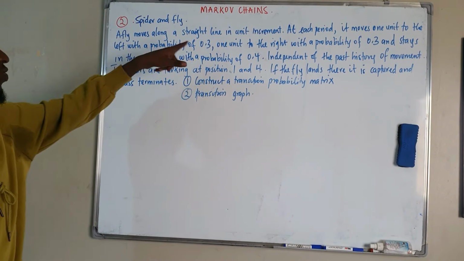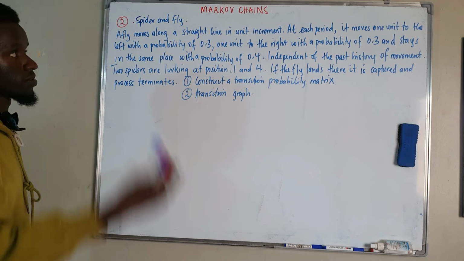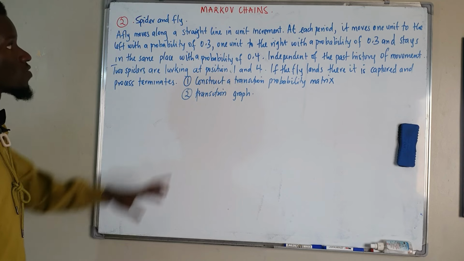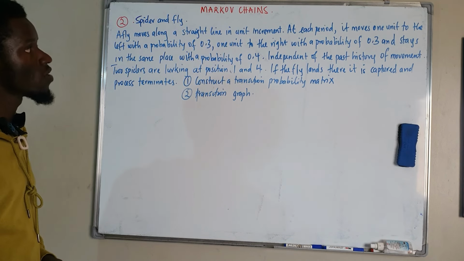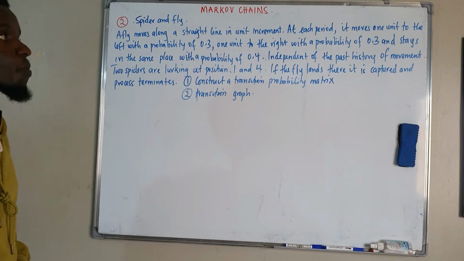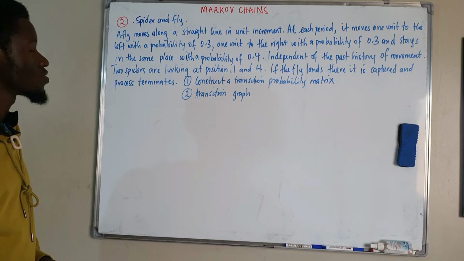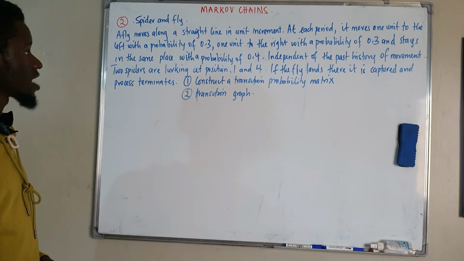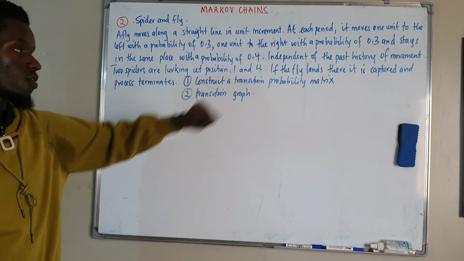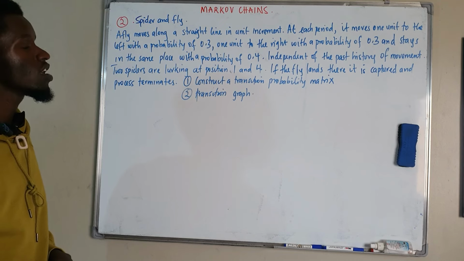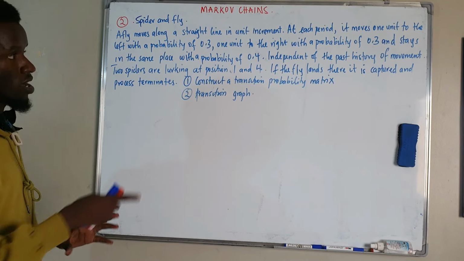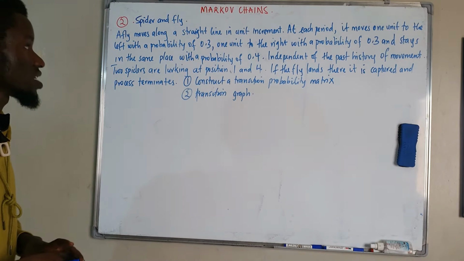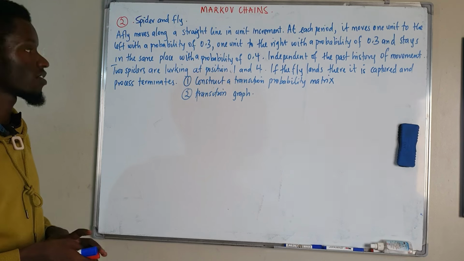Now a fly moves in a straight line in unit increments. At each period, it moves 1 unit to the left with a probability of 0.3, 1 unit to the right with a probability of 0.3, and stays in the same place with a probability of 0.4, independent of the past history of the movement. 2 spiders are lurking at positions 1 and 4. If the fly lands on either 1 or 4, it is captured and the process terminates. Now, we have to construct a transition probability matrix and a transition graph.